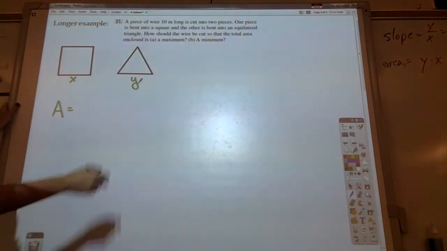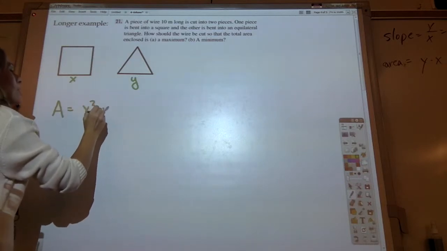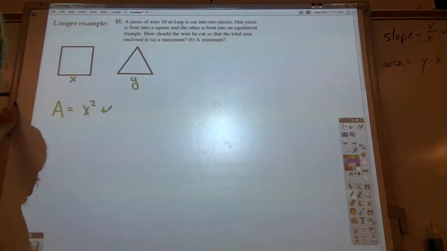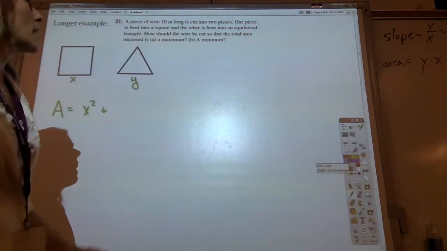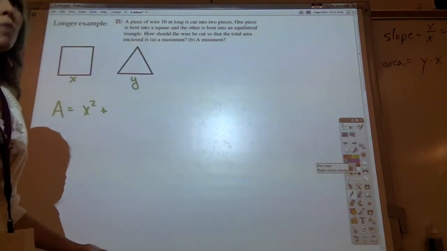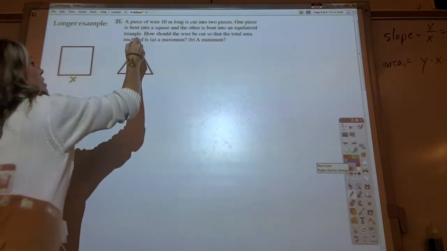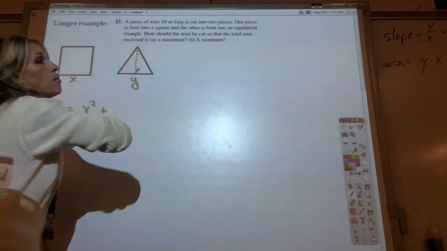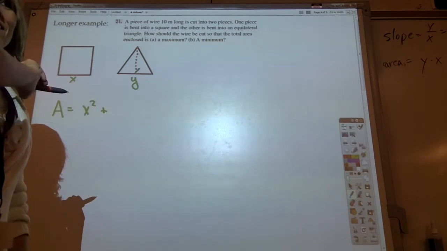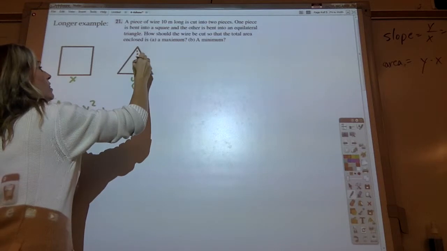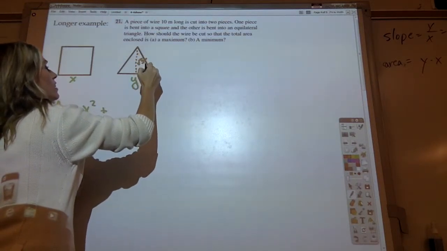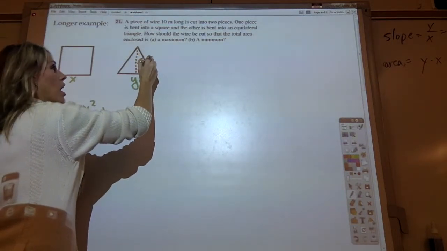Plus, oh, I like this part. I don't know if I'm going to pause here or if we're going to go through the derivation of the formula for the area of an equilateral triangle, because it doesn't take long. One half base times height, but we only want it in terms of y. So it's half of y, square root of 3 over 2 times y.